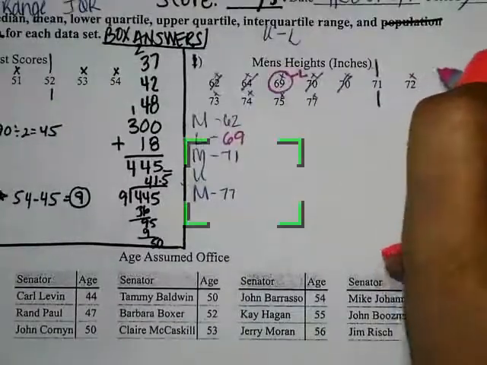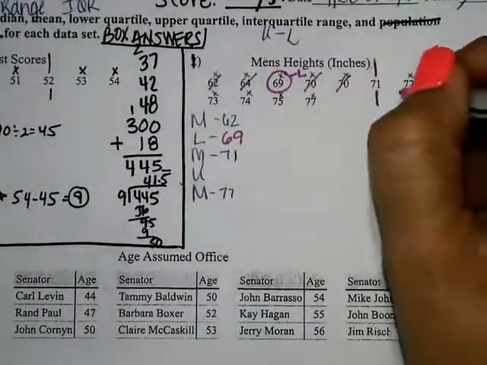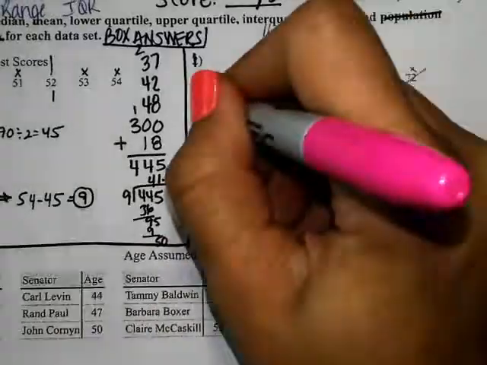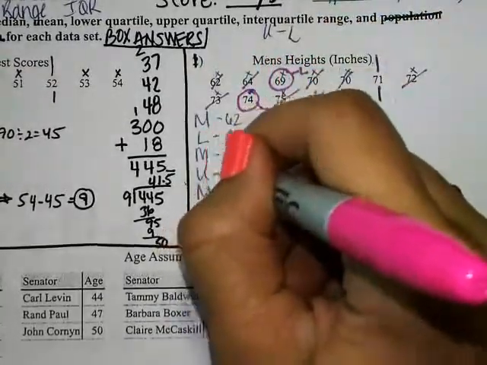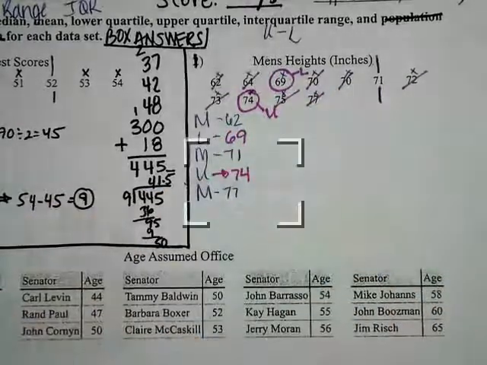Okay. Do the same for the upper set of data points. Eliminate. This number represents my upper quartile. So I now have 74.